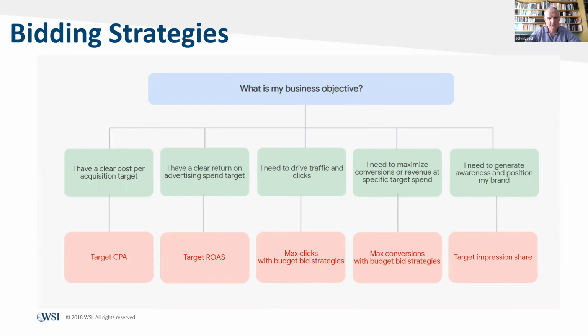So target CPA is when you have a clear view in terms of how much each order or each lead you want to pay for, or the maximum you want to pay for each lead, if you like. Now, if you set that target CPA too high and Google can't achieve that, then it just won't show your ads, so you get optimized out. So you have to be careful. Target ROAS is similar to that, but where your target CPA is where you're less concerned about the total budget you want to spend, but you want a cost per individual acquisition.